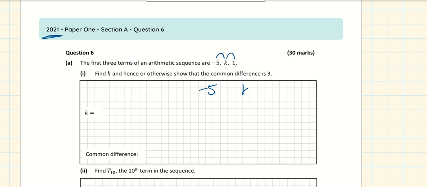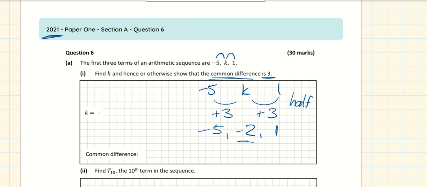minus 5, k, and 1. K is going to be halfway between each of these, okay, because we've got a common difference. Okay, so if it says it in the question even, so plus 3 and plus 3. Okay, so each time you're going to have minus 5 plus 3 will give you minus 2. So that means minus 5, minus 2, and 1 will be the way that you have that there.